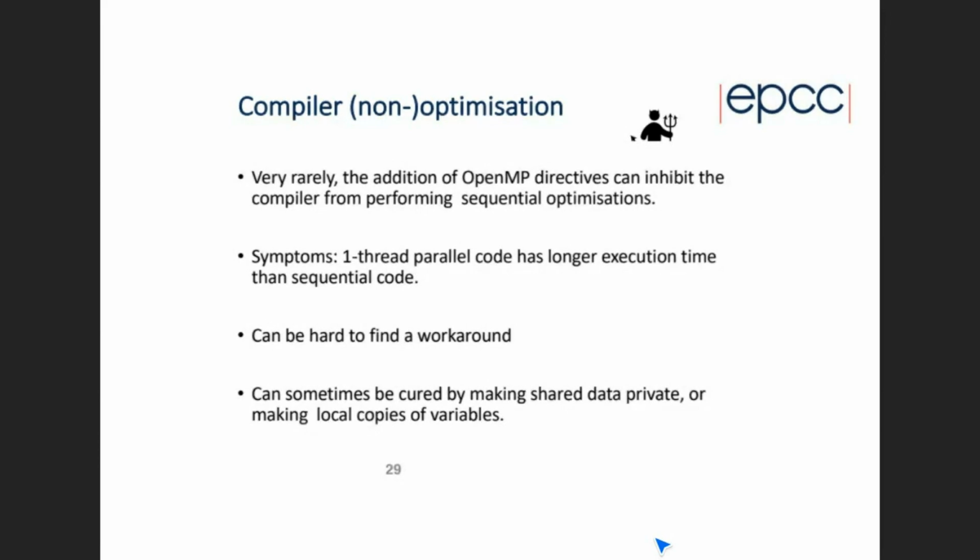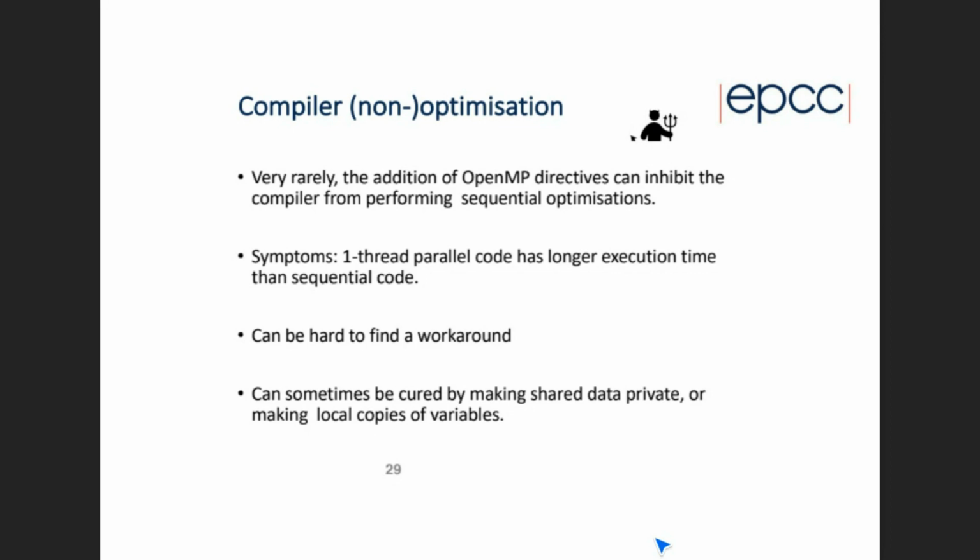Okay, so I mentioned 6.5 evils. So what's the half? The half is a rare event which hopefully will never happen to you, but it's worth being aware that it is possible, and that's to do with compiler optimization. Very occasionally, adding OpenMP directives to your code can prevent the compiler from performing some sequential optimizations. It doesn't often happen, but once in a while you might get really unlucky and have this happen to you.